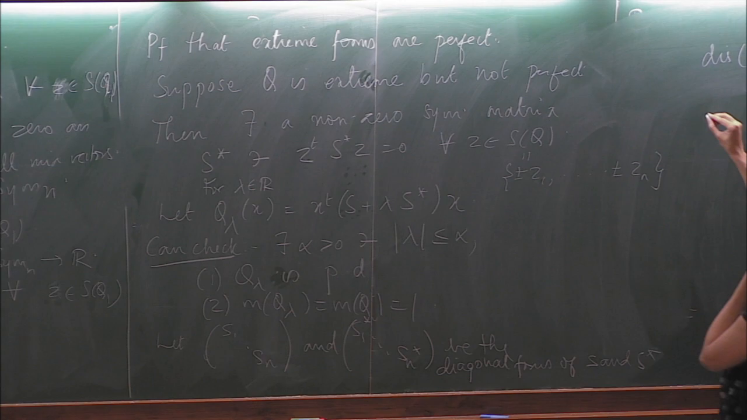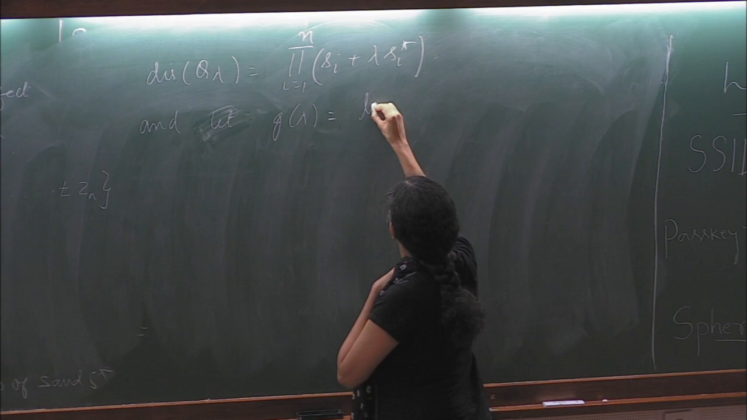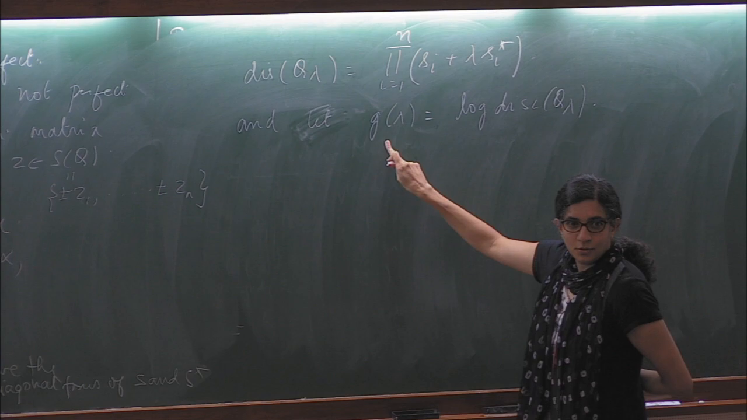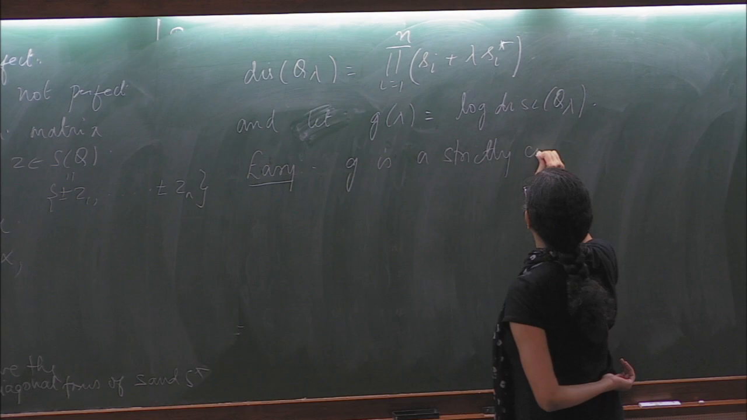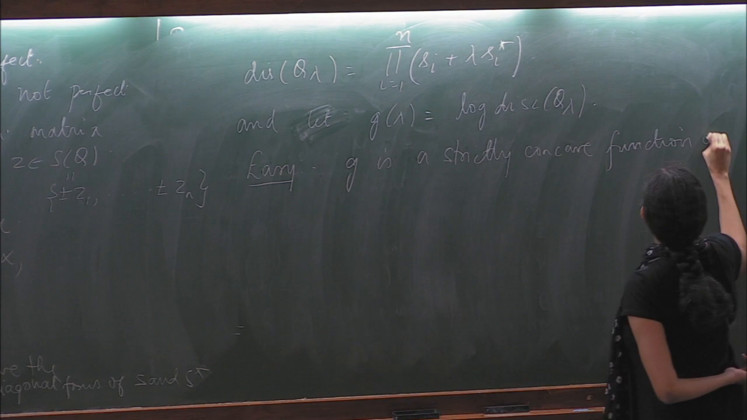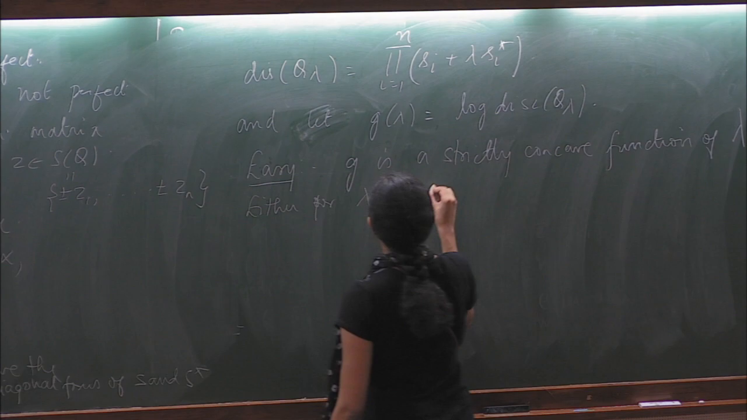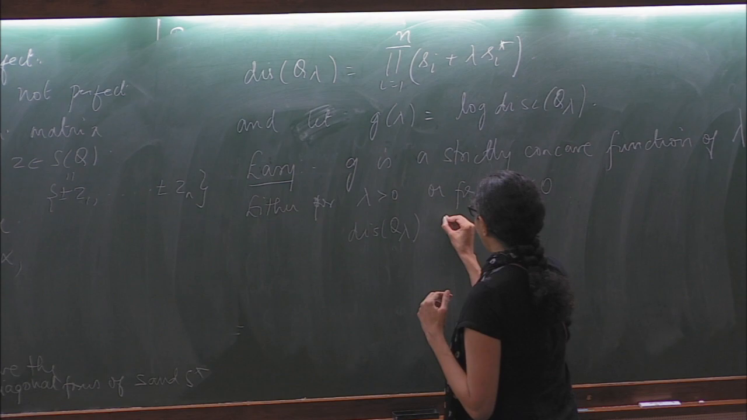Right? And let the function g of lambda be the log of the discriminant of Q lambda. Then a very simple calculation will show that g is a strictly concave function of lambda. Easy. So either for lambda greater than 0 or for lambda less than 0, the discriminant of Q lambda is less than the discriminant of Q.